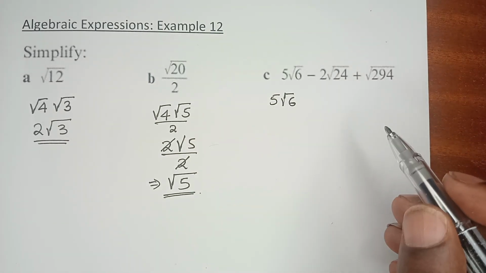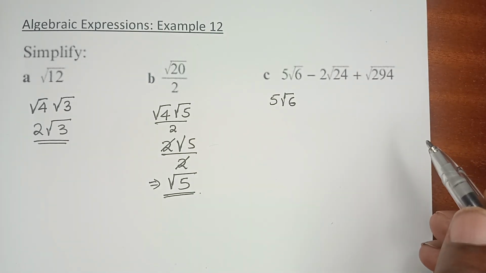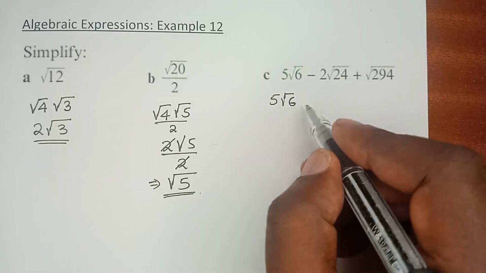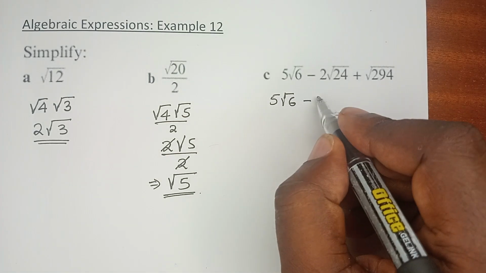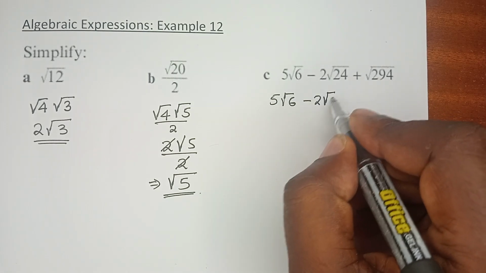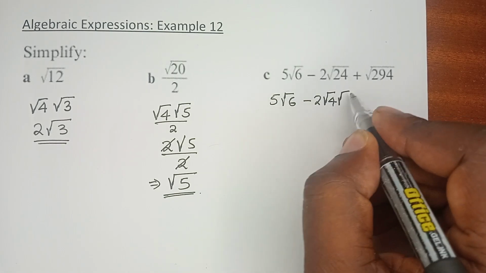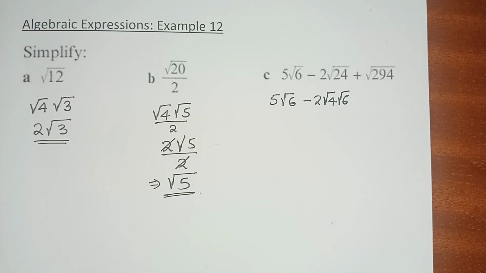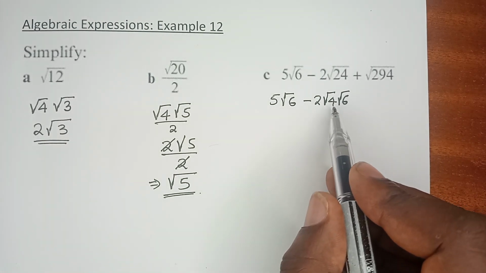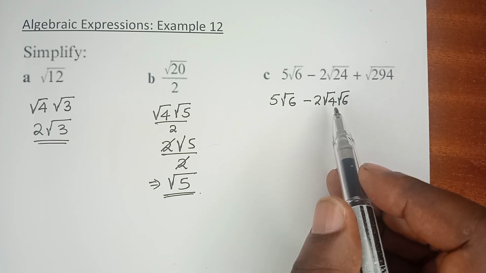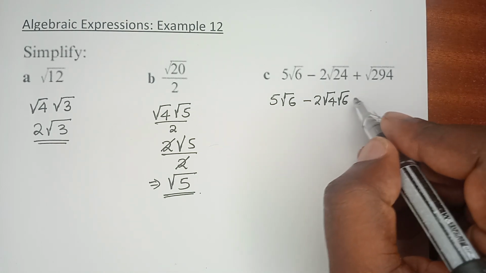But look at 24. 24 can be written as 4 times 6. So we are going to have 2, the root of 4, times the root of 6. That is, 4 times 6 is 24, and 4 is actually a perfect square.